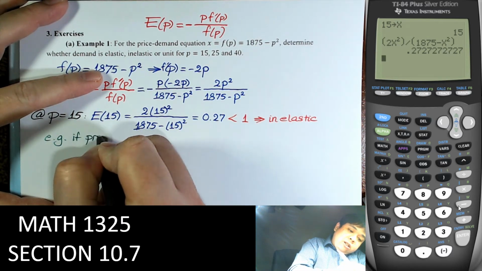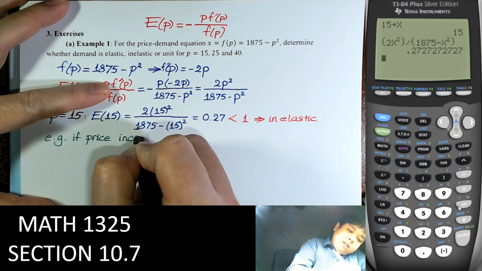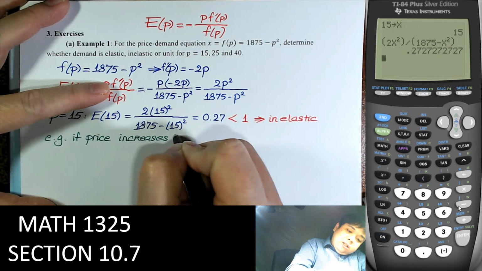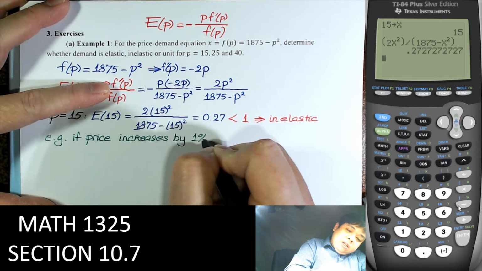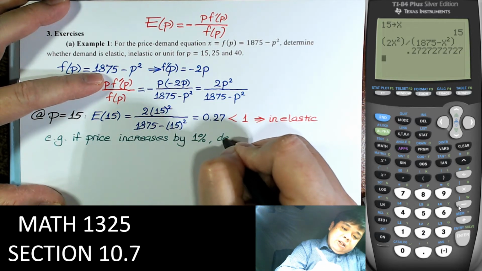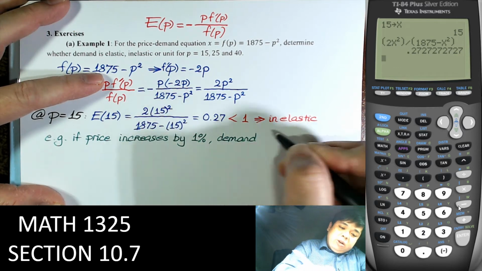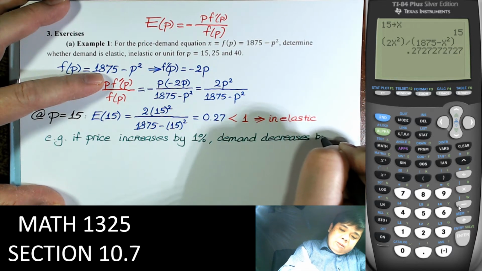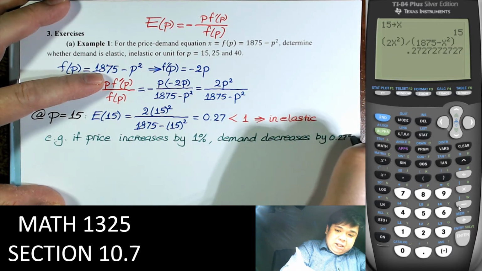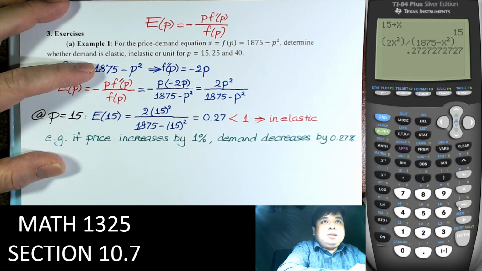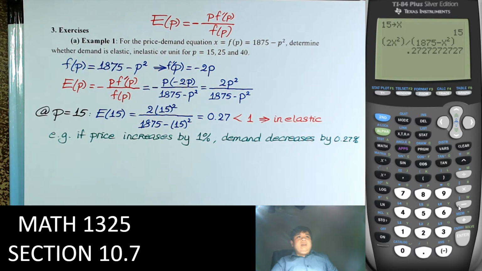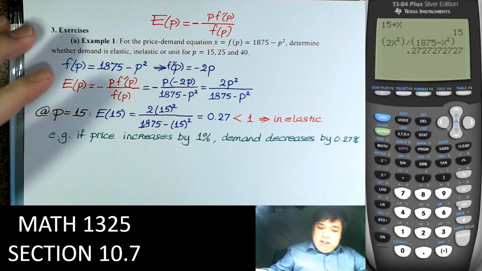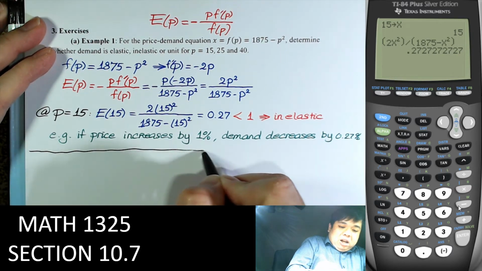If price increases just by 1%, demand, of course, one increases, the other one decreases, by 0.27%. Yeah, so that's what this number means. So in that case, if we just increase the price, the demand decreases by a little. So in that case, the revenue will increase. Right. So that's the first one, the price level 15.